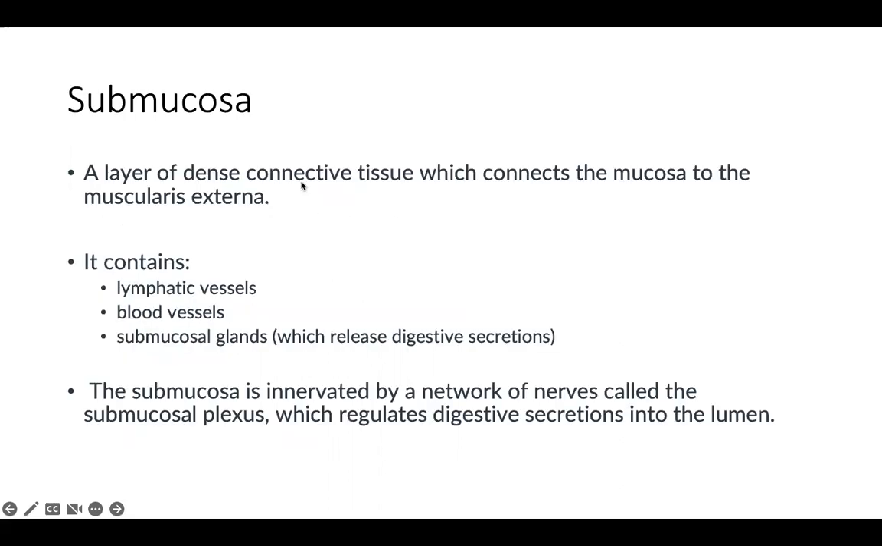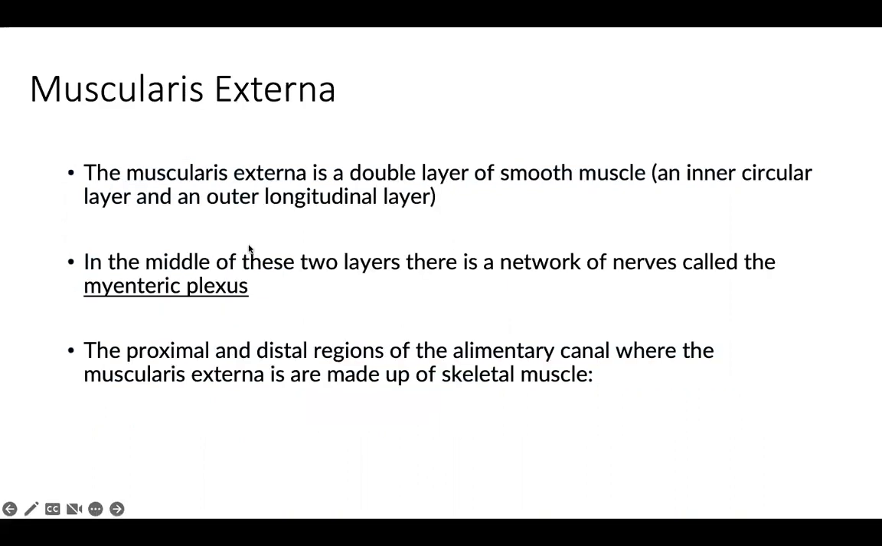For the submucosa, it is a layer of dense connective tissue, which connects the mucosa to the muscularis externa. It is that layer in between. It contains lymphatic vessels, blood vessels, and mucosal glands, which release digestive secretions. And the submucosa is innervated by a network of nerve cells called the mucosal plexus, which regulates digestive secretions into the lumen. For the muscularis externa, it is a double layer of smooth muscle, one layer being an inner circular layer and the other being an outer longitudinal layer.